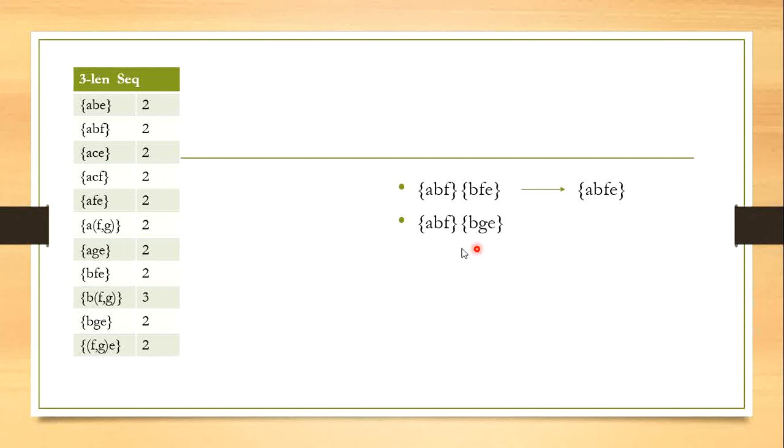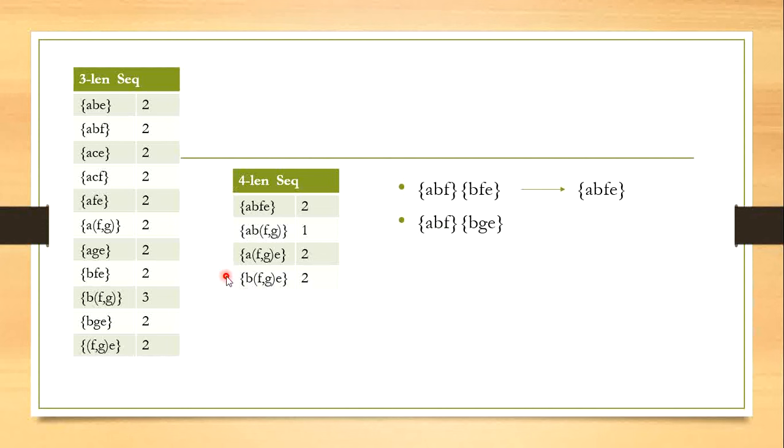But here if you see these two sequences, ABF and BGE, if I remove A and E, the subsequence from S1 is BF and the subsequence from S2 is BG. Though B is common, these two subsequences are not exactly equal. That is the reason why we are not combining these two sequences. So based on the rules, we can form these 4 candidate sequences of length 4 and the support of those sequences is this.